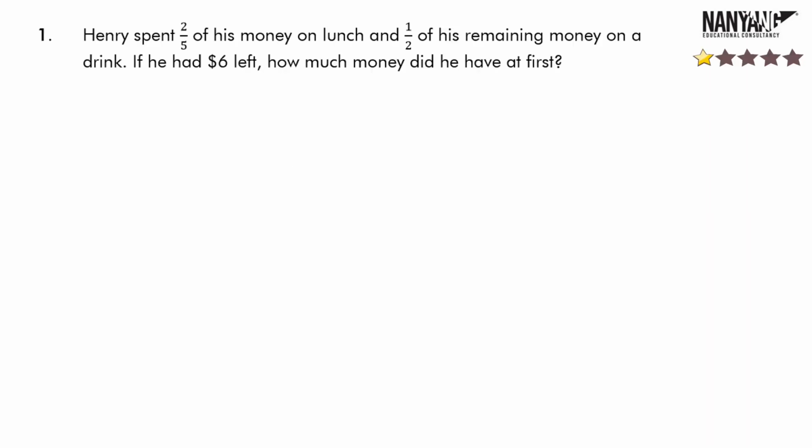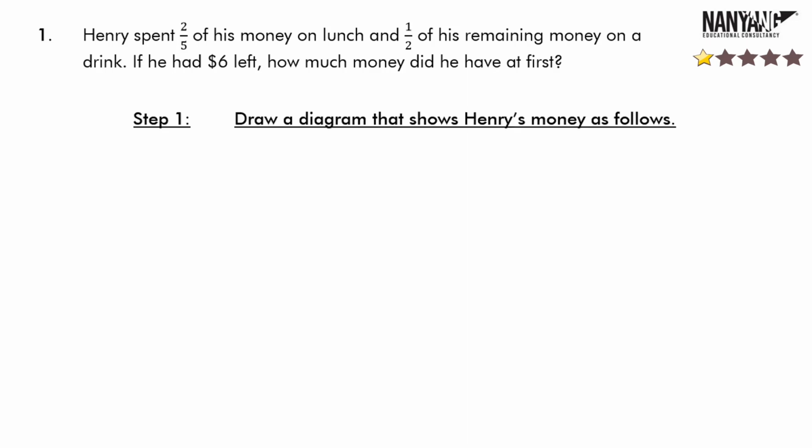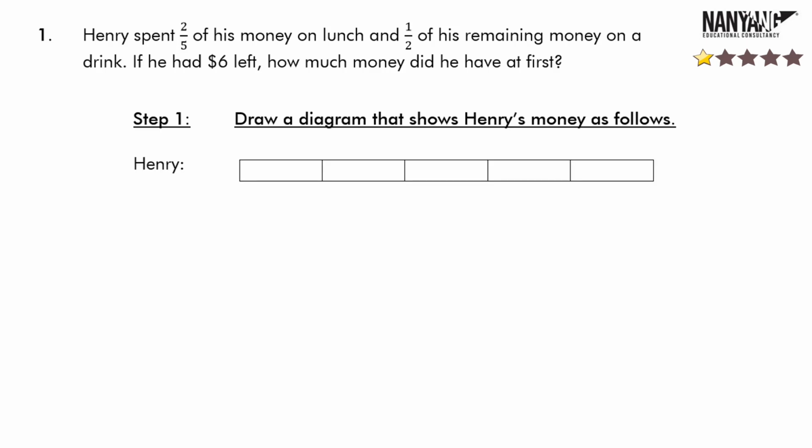So let's read this question 1. Henry spent 2 out of 5 of his money on lunch and half the remaining on a drink. If he had $6 left, how much money did he have at first? So our first step will be to draw a diagram that shows Henry's money as follows. So Henry, we draw a model, and we split his money into 5 parts.